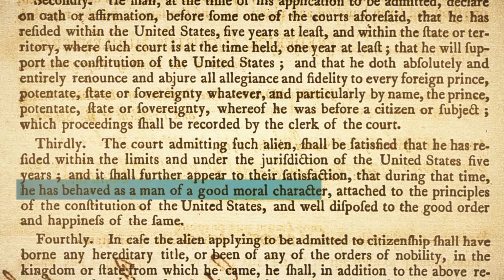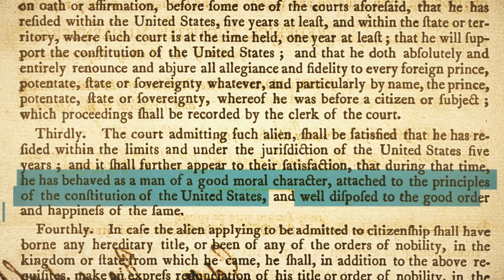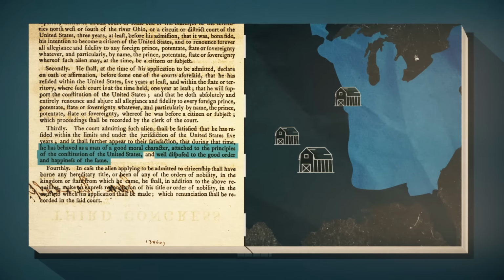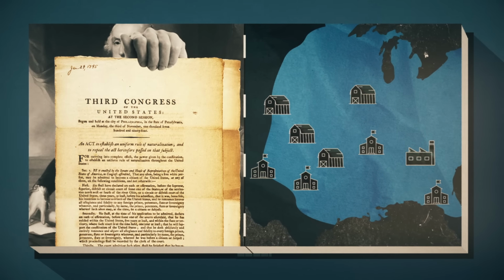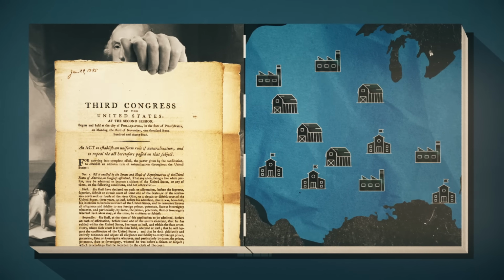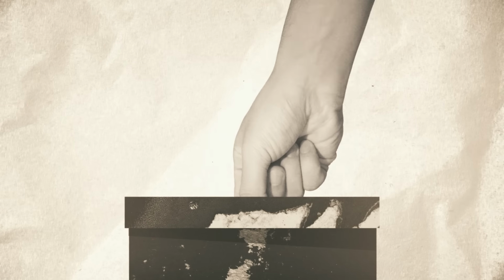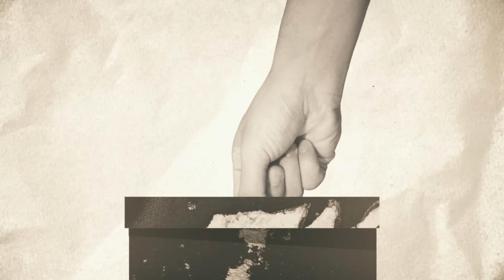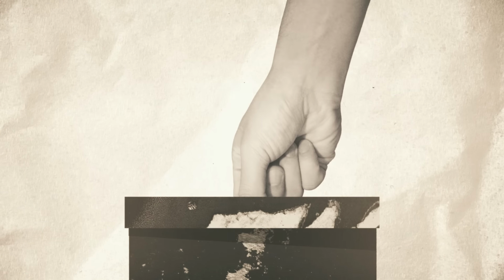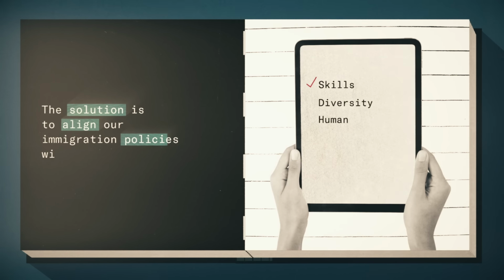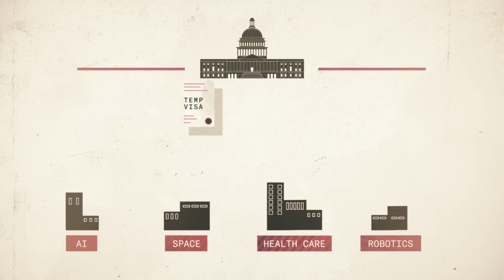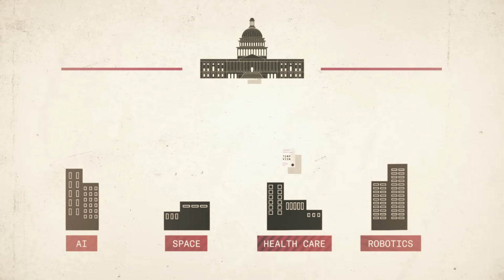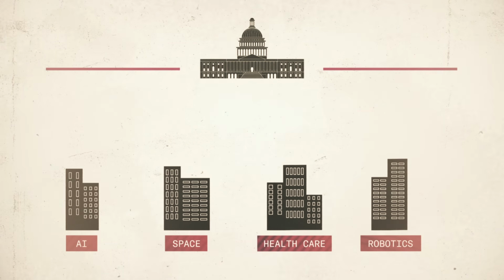Selectivity was used as a strategy to boost economic growth and institutional stability, welcoming farmers for westward expansion, school teachers to instill American ideals, and manufacturers to increase commerce. Because our immigration policy today often lacks a clear vision, selectivity is more arbitrary than strategic. The solution is to align our immigration policies with our national goals. For instance, Congress could prioritize temporary talent visas for highly skilled workers in new and emerging industries.